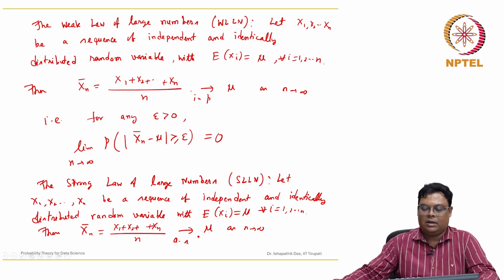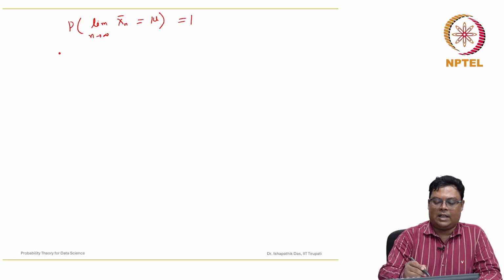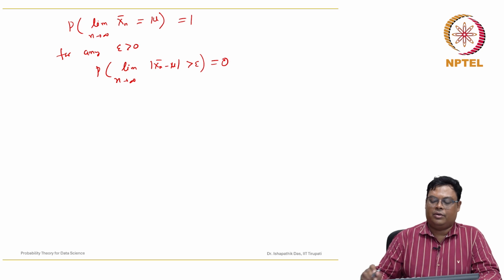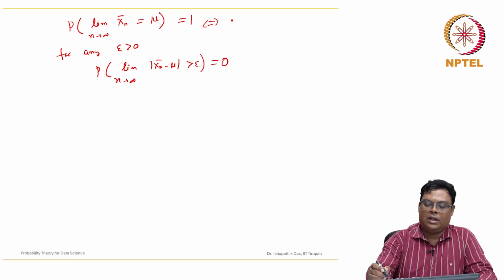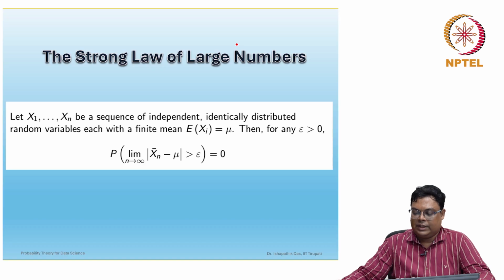In another way you can say that the probability that the limit as n goes to infinity of Xn bar is equal to mu, is equal to 1. Or, for any epsilon greater than 0, the probability that the difference between Xn bar and mu is greater than epsilon, in the limit as n goes to infinity, is equal to 0. That means it is not converging is an event with probability 0. This is equivalent to saying that the probability that the limit of Xn bar is not equal to mu is 0. So this is the strong law of large numbers.